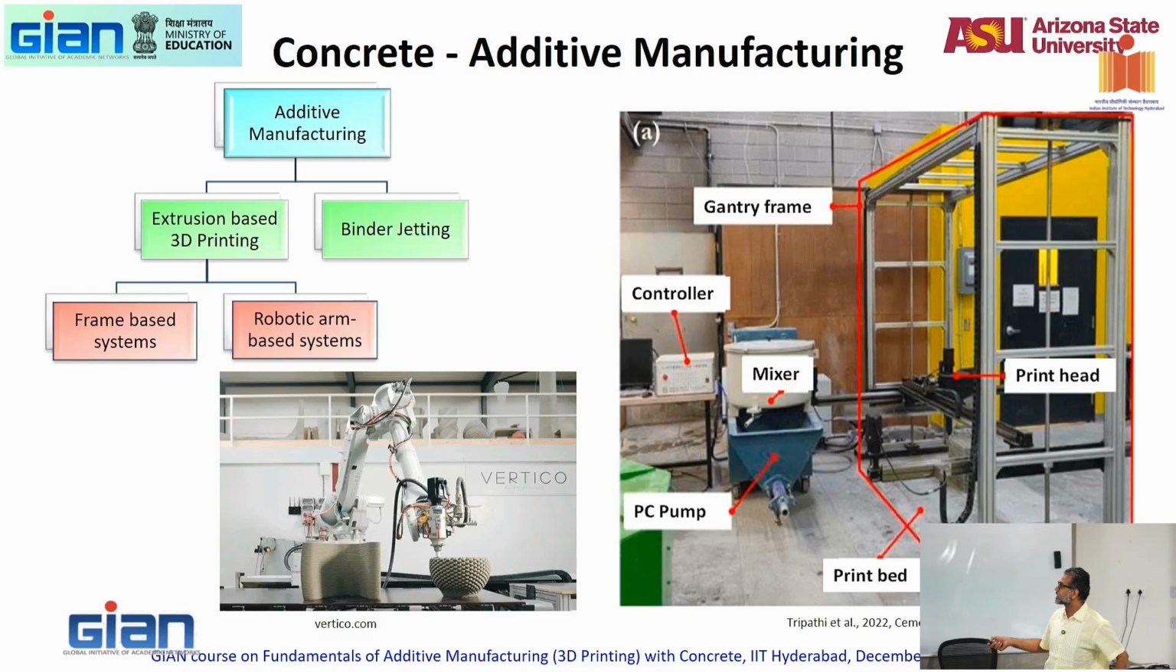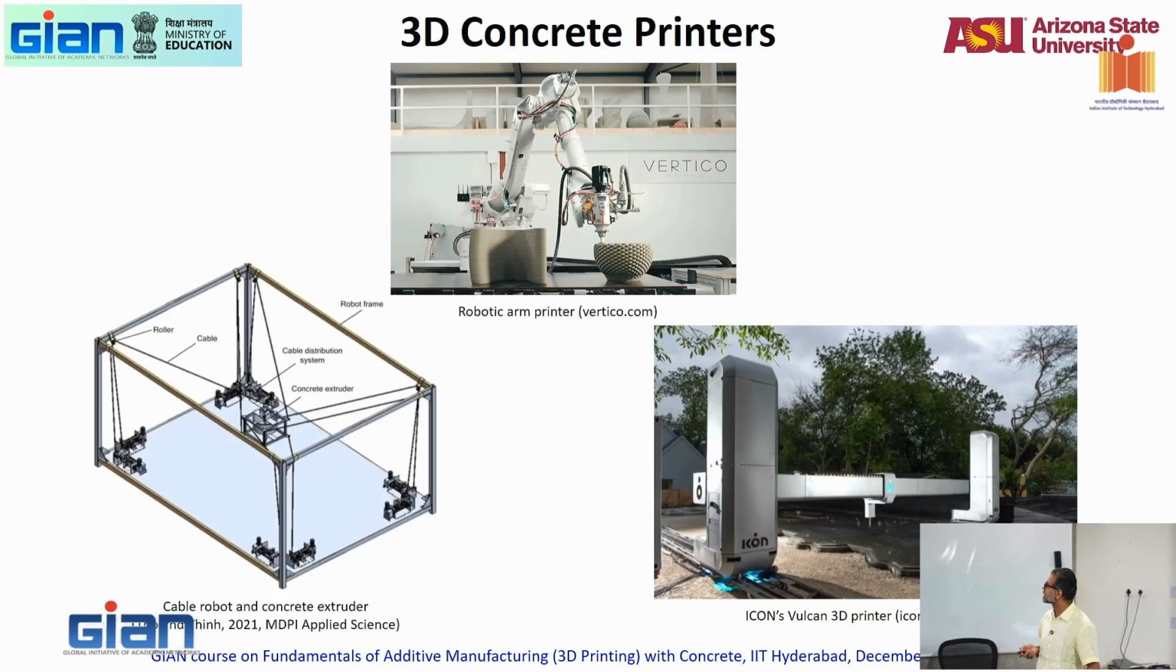There are now very fancy printers, robotic arms, gantries, all of those that you can do. You can have extrusion-based printers, you can have frame-based systems, robotic arm systems. Frame-based is your gantry ones, robotic arms is the one that Simply Forge also has. If you go to the field trip, we'll see that. There are several different types. The cable robot and concrete extruder.